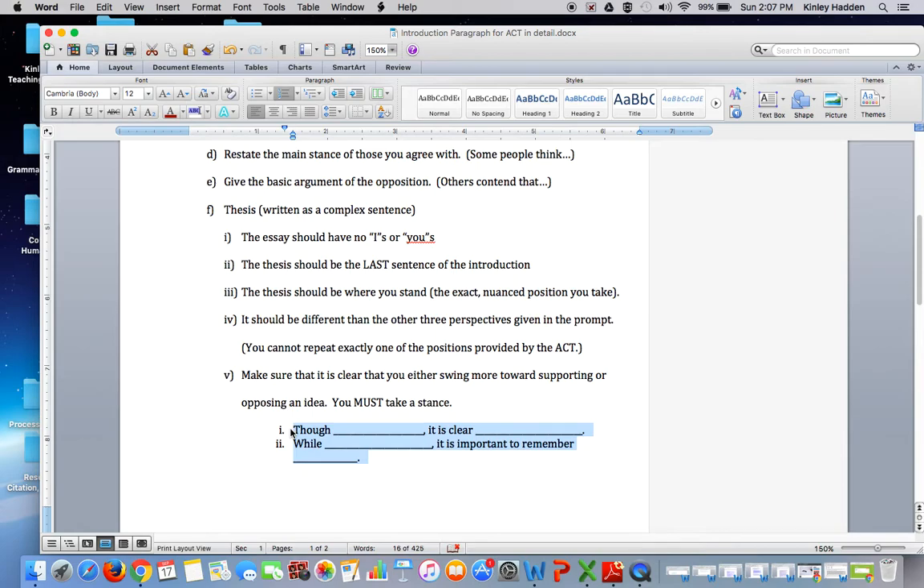So that last sentence is where you are telling your reader, that's their signal, this is what the rest of my paper is going to defend.